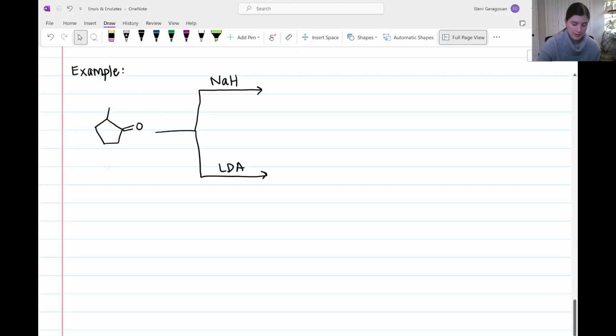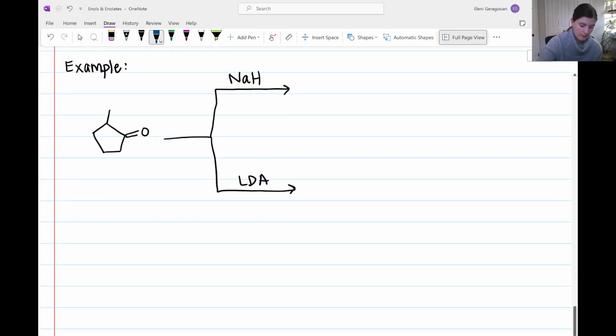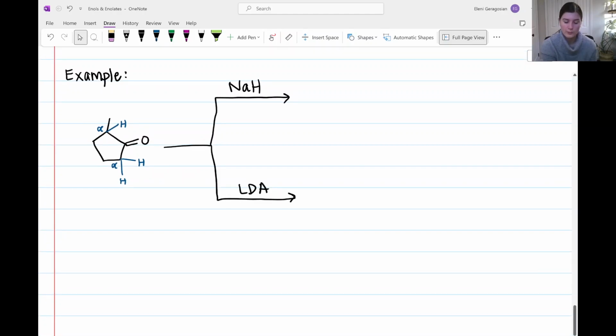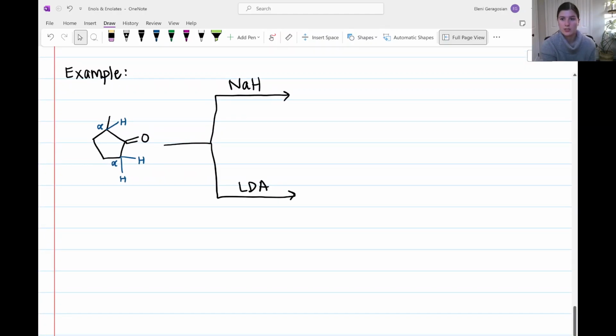So if we look closer at this ketone, we reference the carbonyl carbon, and the two carbons bonded to that one are the alpha carbons. One alpha carbon has one hydrogen, and the other has two hydrogens. So this could form two different enolate products, and then of course in one reaction we have a small base, and the other reaction we have a large bulky base.